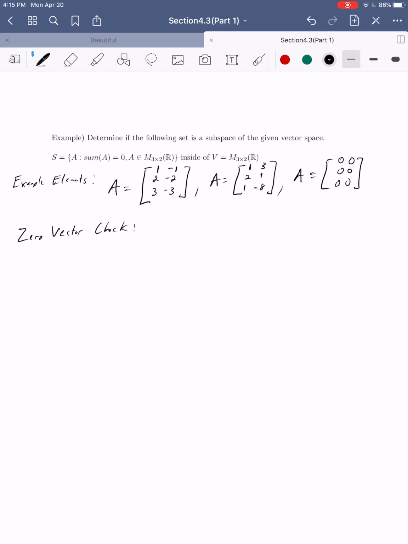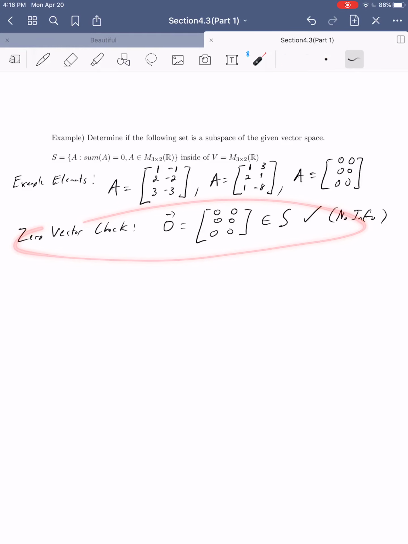Actually, right? The zero vector here is going to be this guy, 0, 0, 0, 0, 0, 0, which we just showed is an element of S, check, so no info. But at least we talked about it, right? This time, the zero vector check didn't give us anything.